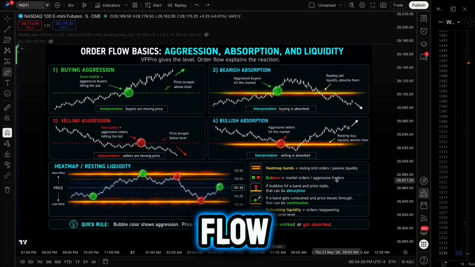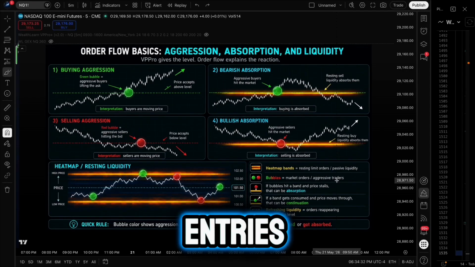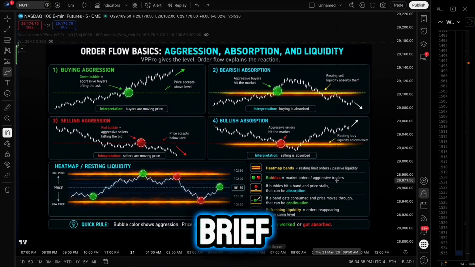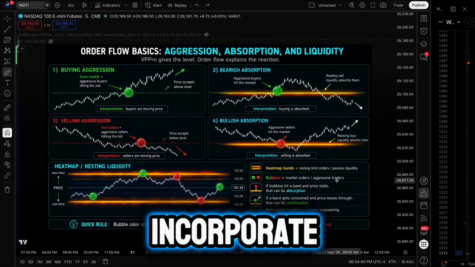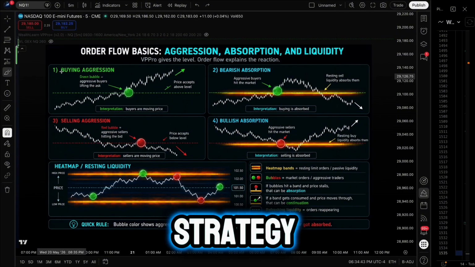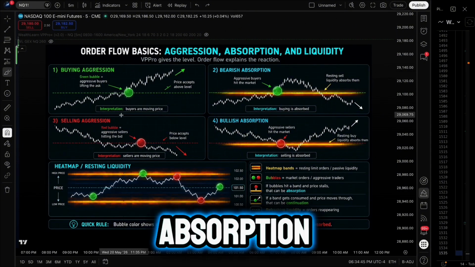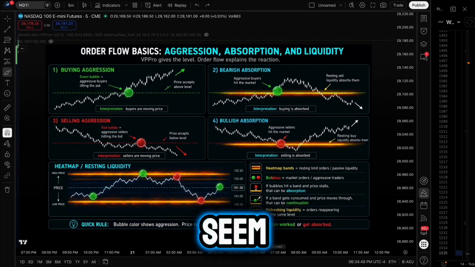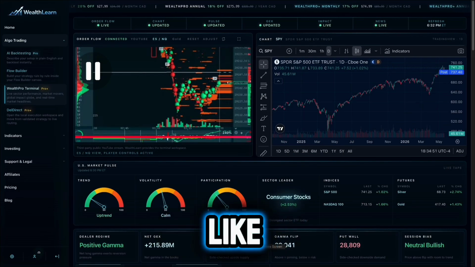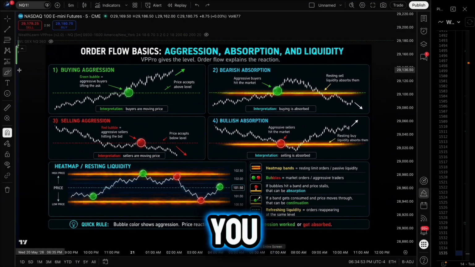Now, because order flow is such a pivotal aspect of how I create my own entries using VP Pro, I do want to take just a brief minute or two here to visualize for you guys the basics of order flow so that you could incorporate it in a way that you see fit to your own strategy. Buying aggression, bearish absorption, selling aggression, bullish absorption seem like really difficult concepts when you're looking at a chart like this for the first time, but they're super simplistic when you understand it like this.